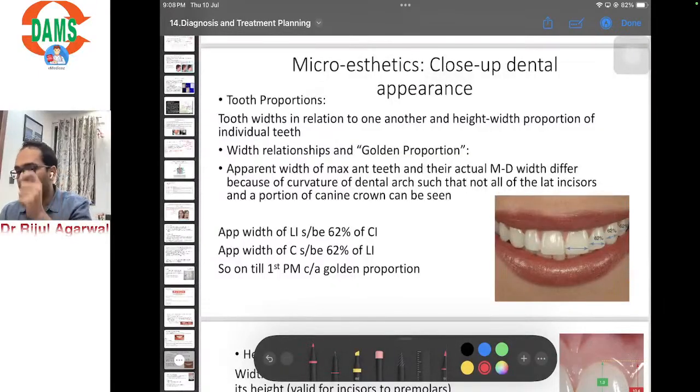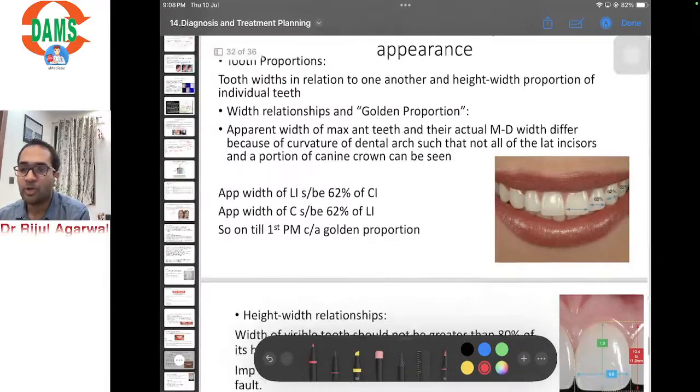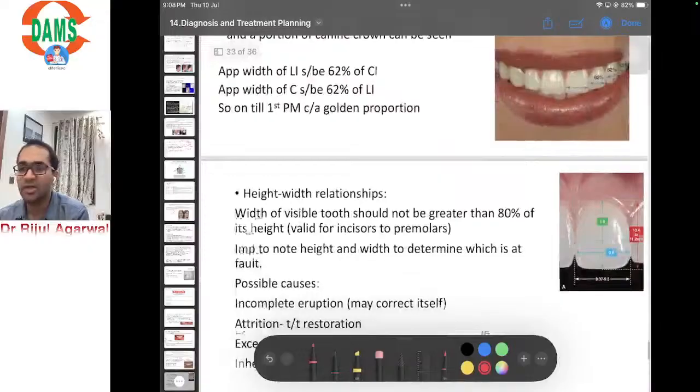If you remember, you used to do it in wax, and you need the angulation, the glass plate relationship and all that. So this also follows a proportionate value known as the golden proportion. So the apparent width golden proportion and the height-width relationship of the teeth.